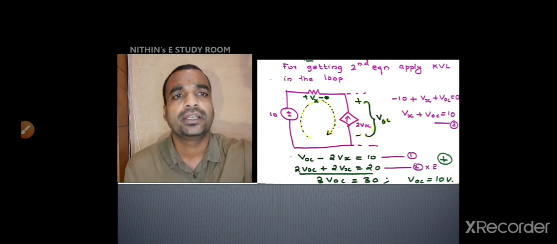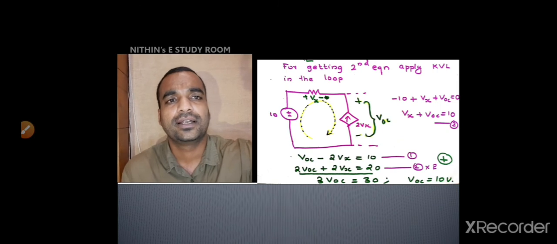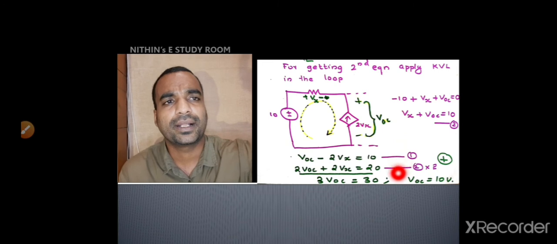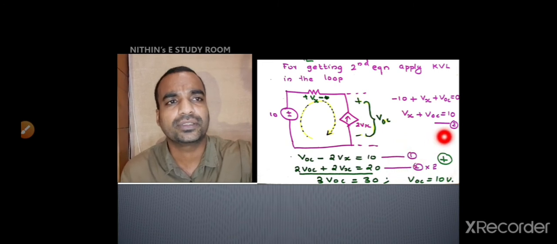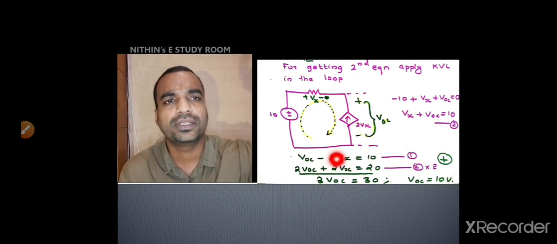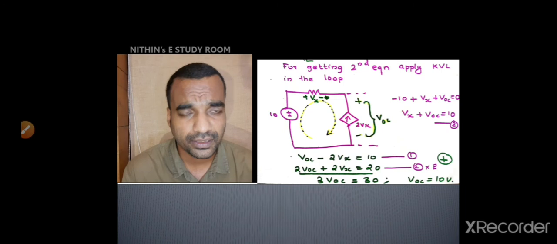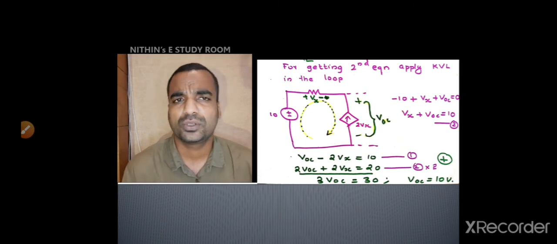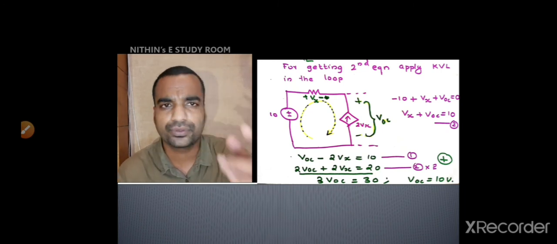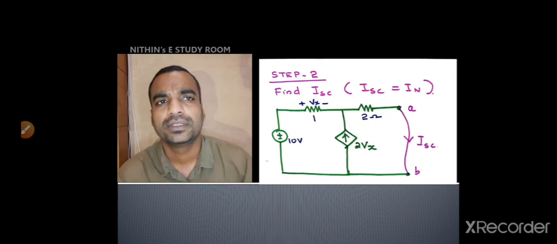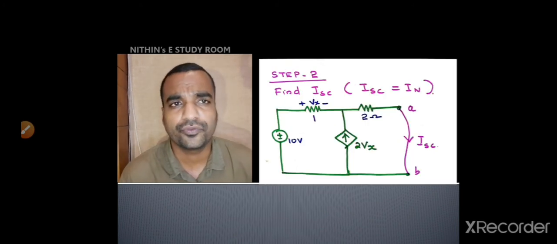I got two equations. Here you can simply check how I am solving these two equations. I am not using a calculator. I am multiplying the second equation with a constant 2. Then by summing equation 1 and the new equation, 2Vx gets cancelled. So 3Voc is equal to 30, and Voc is equal to 10 volt. You can also use a calculator for solving this, no issues. So for step 1 I got Voc.